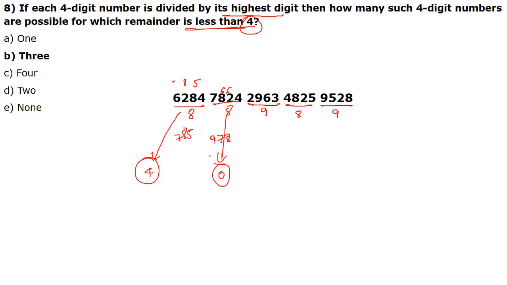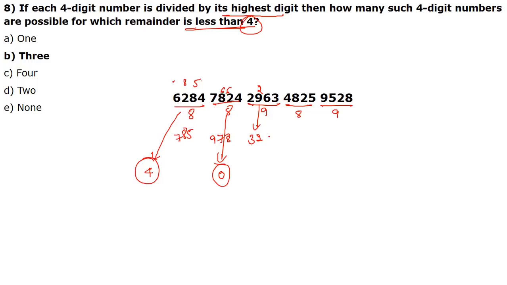So the remainder is 0 here. Okay. The next one is 2963 has to be divided by 9. So 9 into 3 times it is 27. 2 is carried forward. So 9 into 2 times it is 18. 18, again 8 is carried forward.